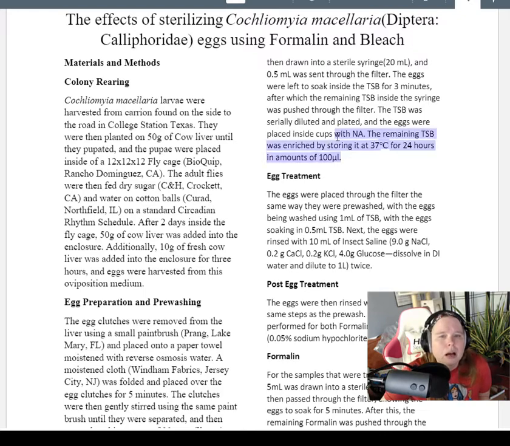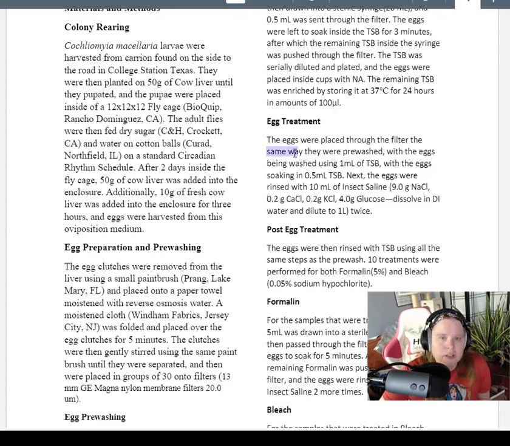Good. Perfect. Okay. Although you said remaining and then 100 microliters, you can just say 100 microliters of the remaining TSB. That makes it a little more clear as to what exactly you're doing. Good. Now the treatments, eggs were placed on the filter.